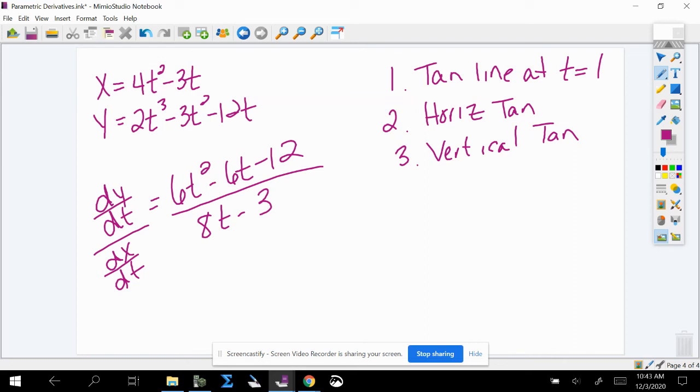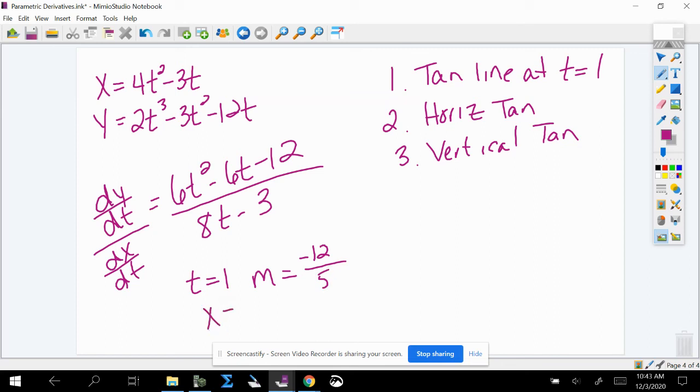So first we'll start off talking about slope. When I put 1 into the top, I'm going to get 6 minus 12. I'm going to get negative 12. And when I put 1 into the bottom, I'm going to get 8 minus 3, which is 5. So my tangent line has a slope of negative 12/5.